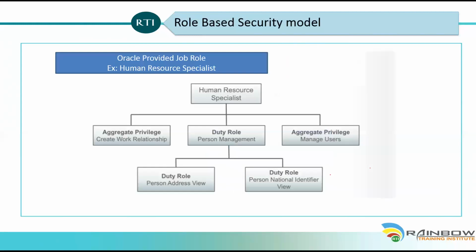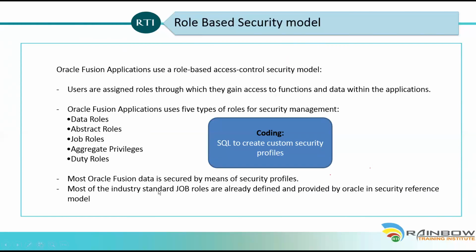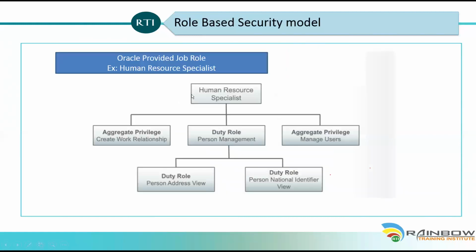Okay, example, let us say HR specialist. Oracle has given most of the industry standard job roles. Whatever the standard job roles are in any company, Oracle has read across all the companies' functionality roles, like a typical HR analyst, what they do, a typical financial analyst, what they do. Based on what they do and what level of access they should have, they identified that a financial analyst will have access to these 100 screens. So they created a job role by default. Example, HR specialist, they have created a job role by default, which will have access to the user screen, the address screen, the national identifier screen, and the create work relationship screen.